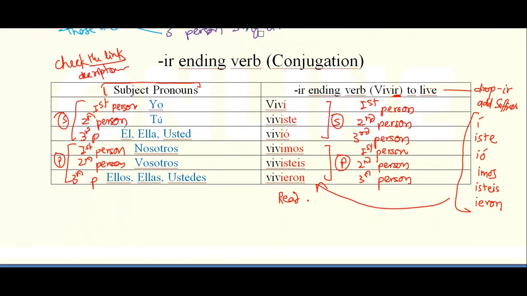Now, switching to IR ending verbs, we'll check the agreement and then translations. We have subject pronouns, yo, tú, él, ella, usted, nosotros, vosotros, ellos, ellas, ustedes, and verb is vivir, to live. Check the agreement. Yo viví. I lived. Second person, tú viviste. You lived.